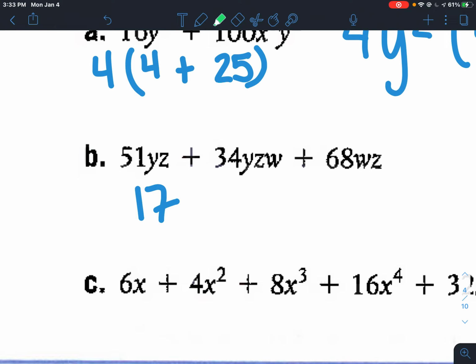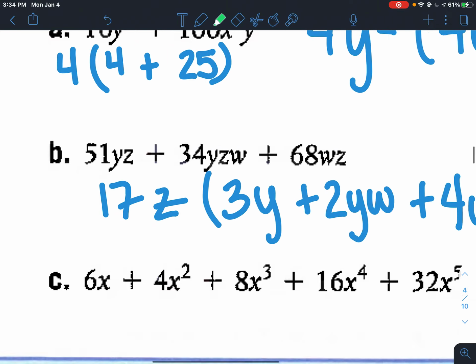And then what variable do they have in common? First one has a y and a z. Second one has a y and a z and a w. Last one has a w and a z. So the only variable that they have in common is a z. I can take a z out of everything I see here.